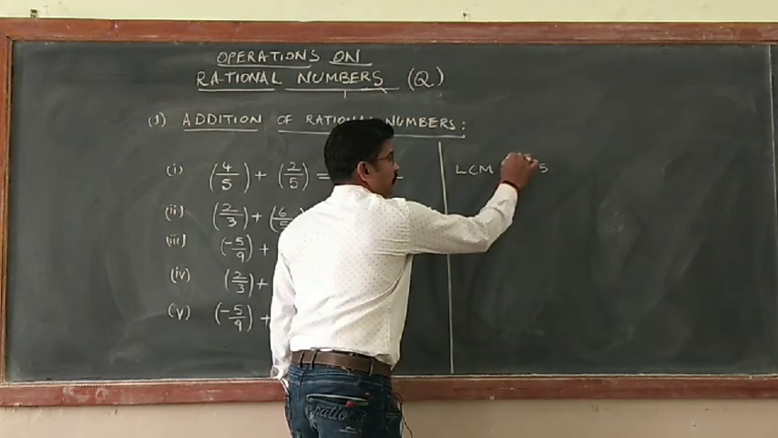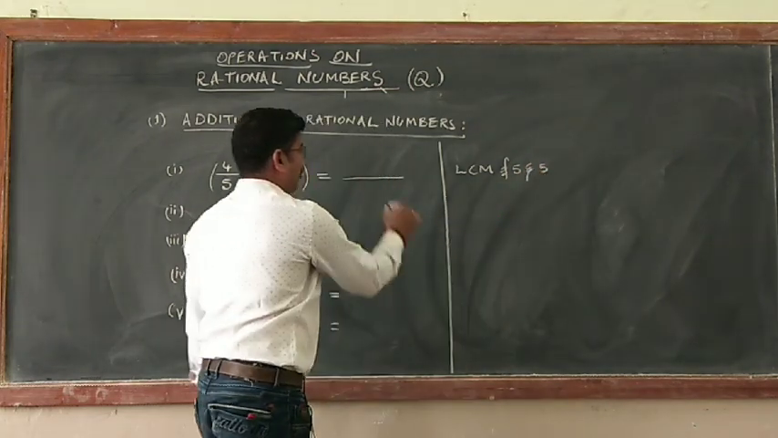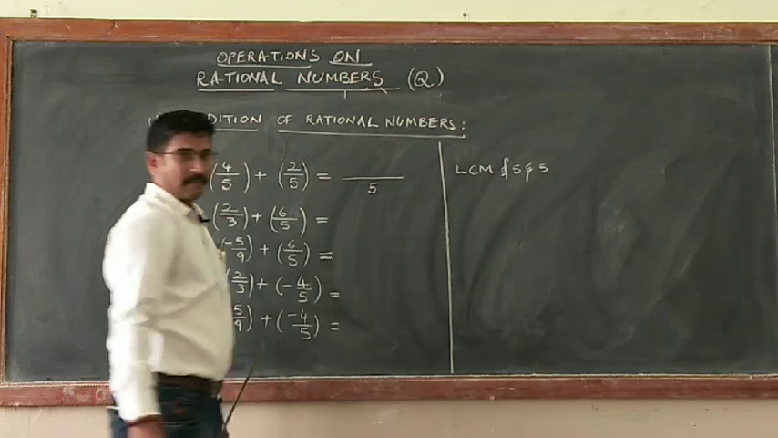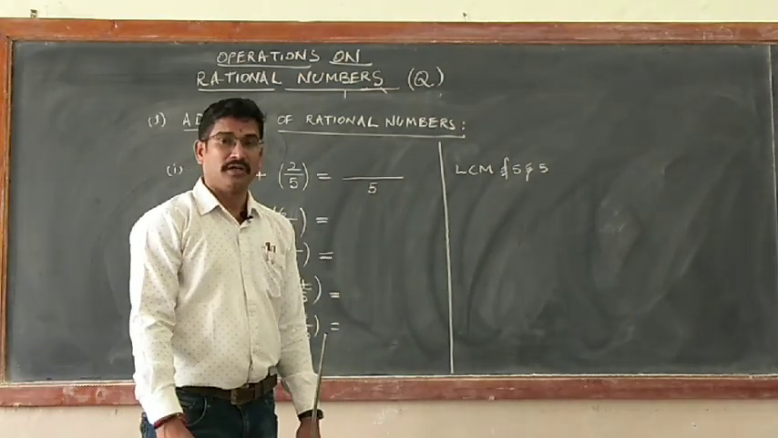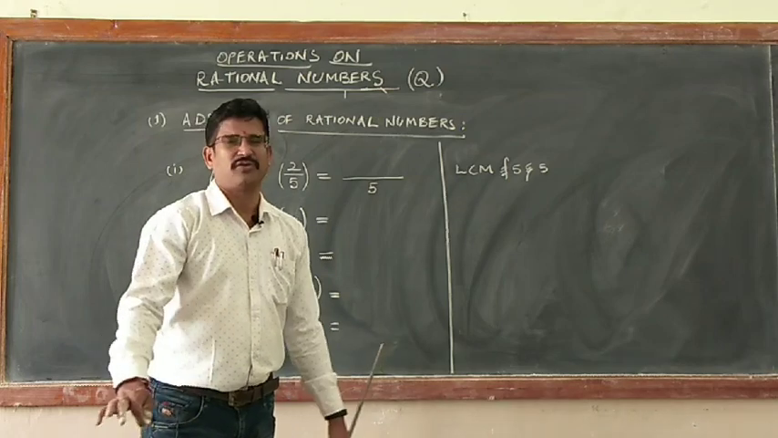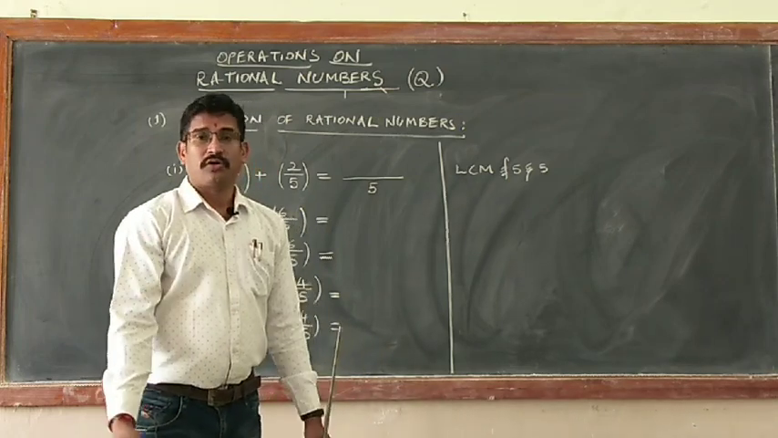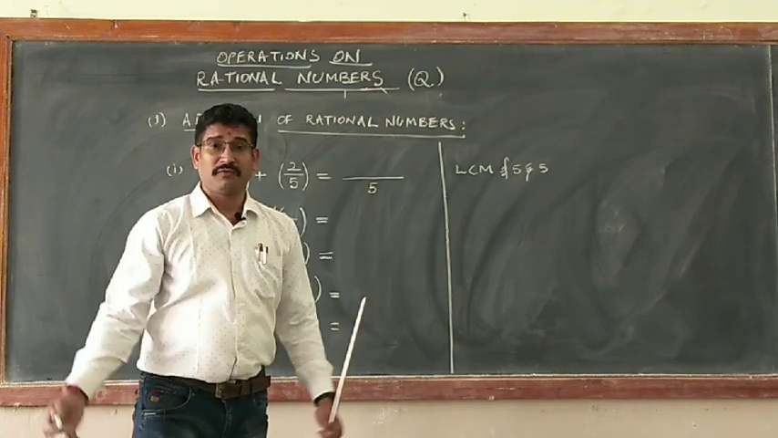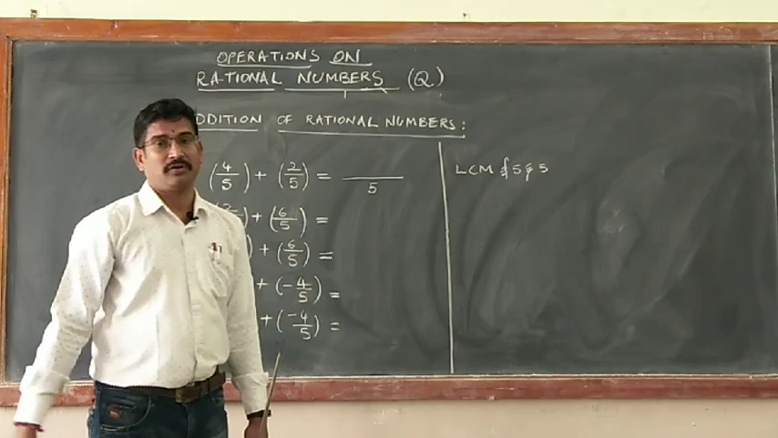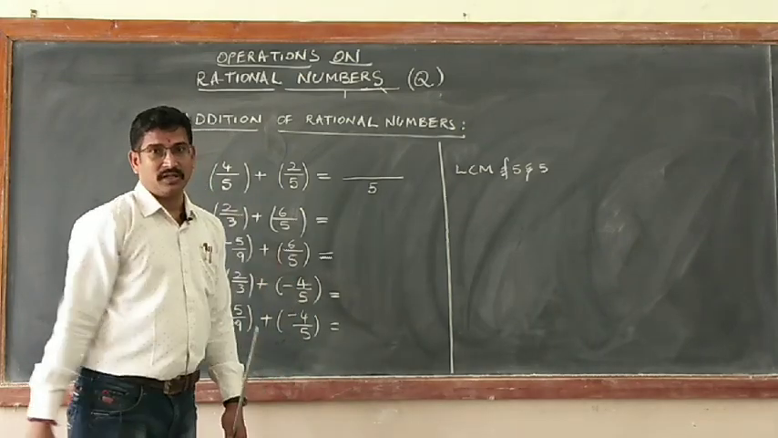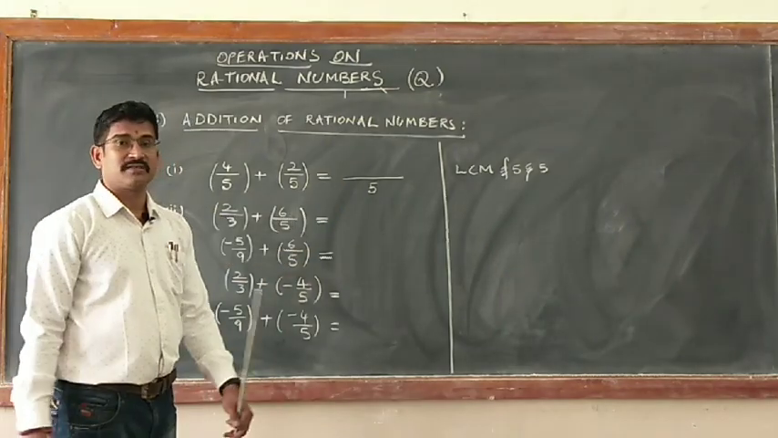LCM of 5 and 5 is 5 only. I will not discuss how to find LCM of any 2 integers or any 2 natural numbers, which you have already learned in your lower classes, 5th, and even for entrance exam. With that previous knowledge, I hope you know how to find LCM.